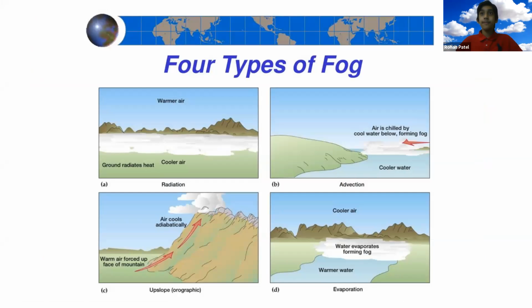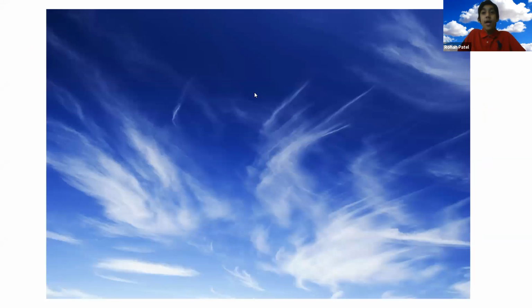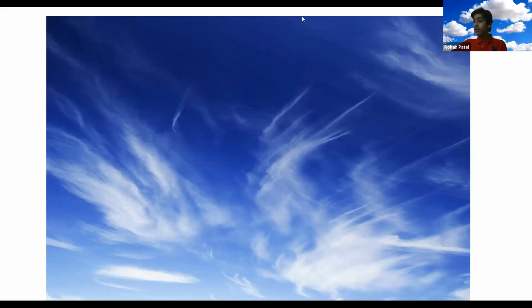So our first picture, type your answer in the chat. What cloud is this? I will give you 4 options. Your choices are cirrocumulus, stratocumulus, cirrus, or cumulus. Yes, almost all of you got it correct. It is cirrus. This is our cirrus cloud. It is a thin, wispy cloud in our high area.